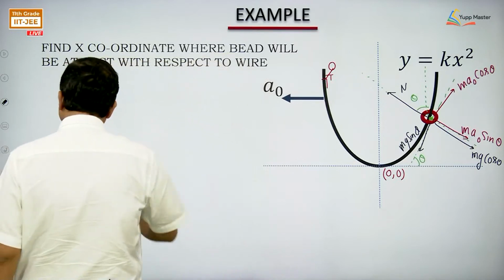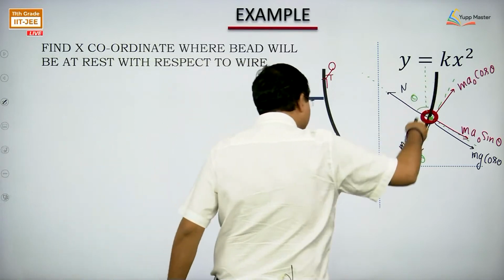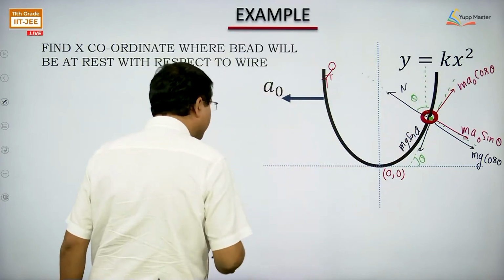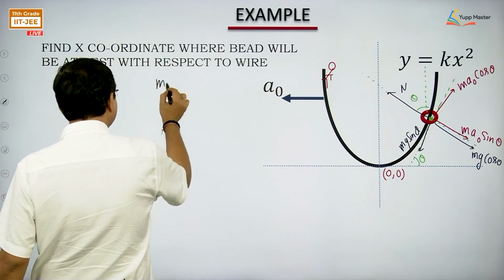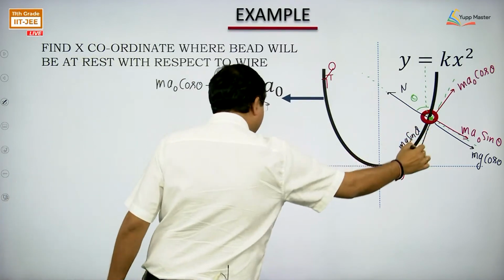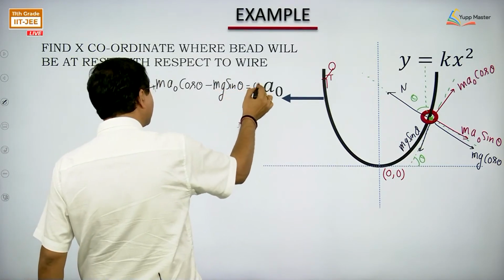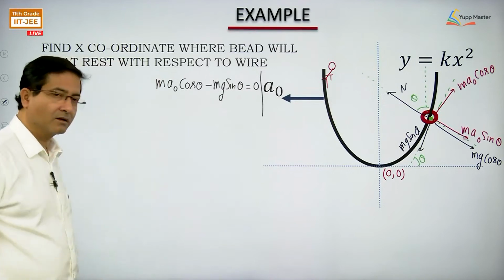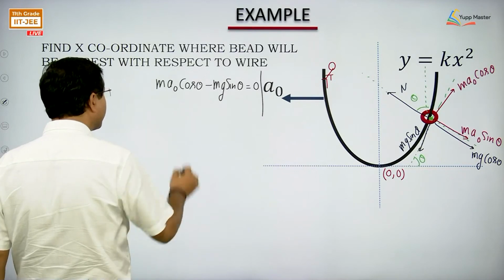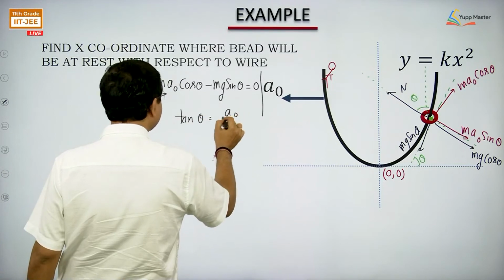So what will he write? Along the tangent, forces must get balanced if the bead is stationary with respect to this wire. So along the tangent he will write ma naught cos theta minus mg sin theta is equal to 0, Newton's first law. So if you simplify from here, we have tan theta is equal to a naught by g.